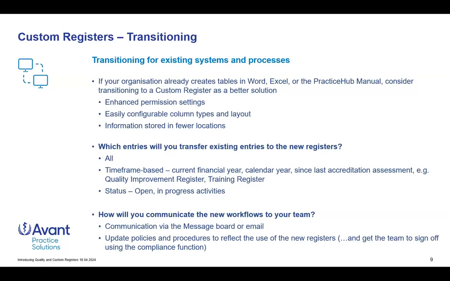So something like your quality improvement register, if you were accredited in 2022, then maybe that's the line in the sand that you draw and go, okay, everything that we've put in a quality improvement register since our last accreditation, we're going to put in this new register. Same goes for things like training. Or if you've got items that are open, still in progress, those might be things that you want to include as well.